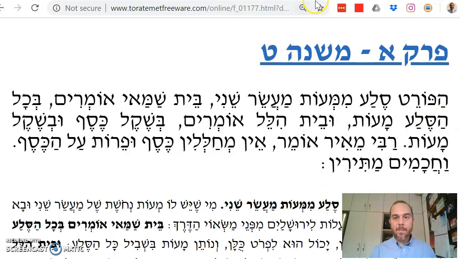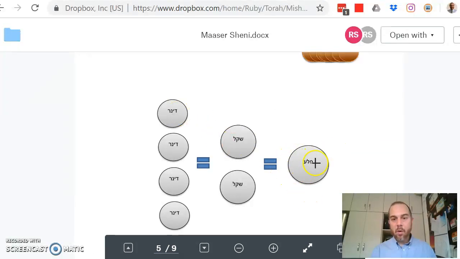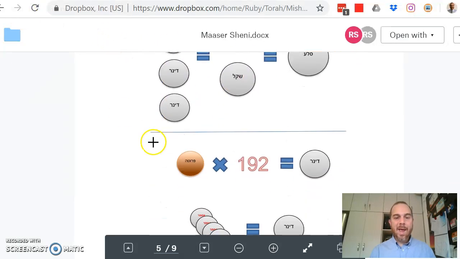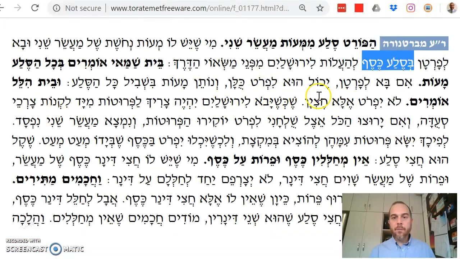Beit Shammai says the entire selah, meaning the whole selah, you could do the whole thing in ma'ot. Beit Hillel says no. A shekel, half of the selah, is kesef, silver, and half are ma'ot. Hillel says you should take half of them. You should exchange half.